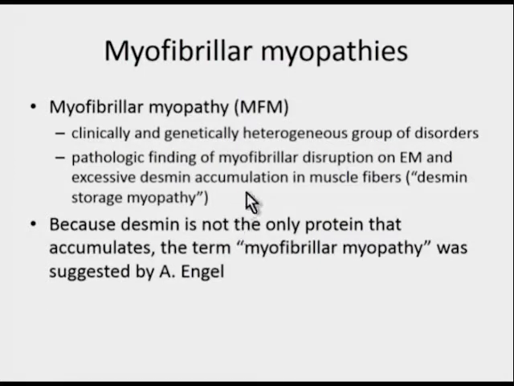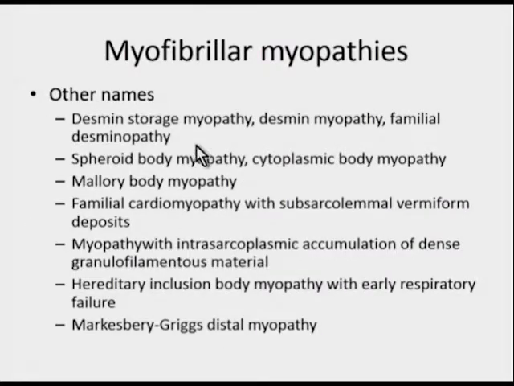and excessive desmin accumulation in muscle fibers. Sometimes these are called desmin storage myopathies. In fact, they have a wide range of other names, which I'll show you in a minute. And because desmin is not the only protein that accumulates, the term myofibrillar myopathy was suggested by Engel and is probably a better term. Here are the many other names by which it's been known over the years, and again, this is an indication that this is not a single disorder, but has many underlying abnormalities which can lead to a similar phenotype.